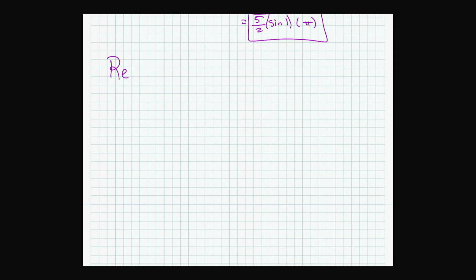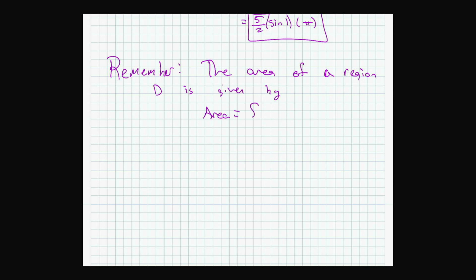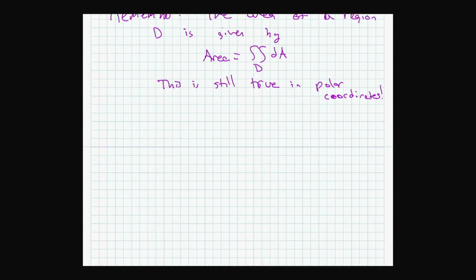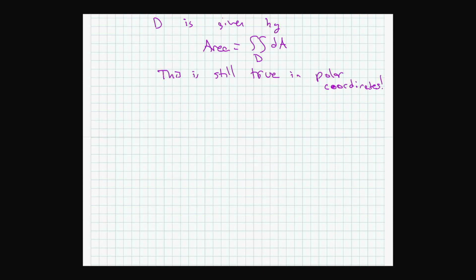So remember, the area of a region D is given by area equals the double integral over D of just dA. That's still true in polar coordinates. Okay, so here's a problem on this topic.